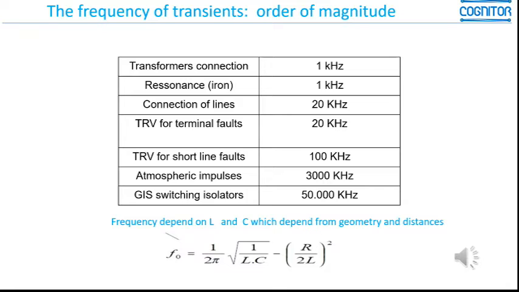The frequency of these transients is completely related to the inductance, capacitance, and resistance of the transmission line and the components involved in the transmission line or near it.